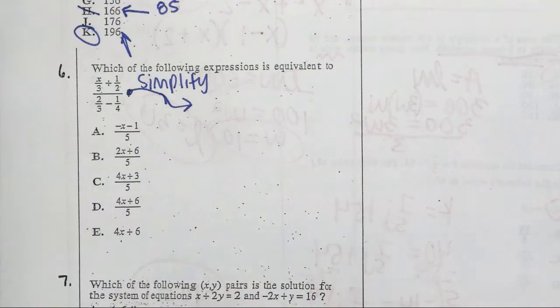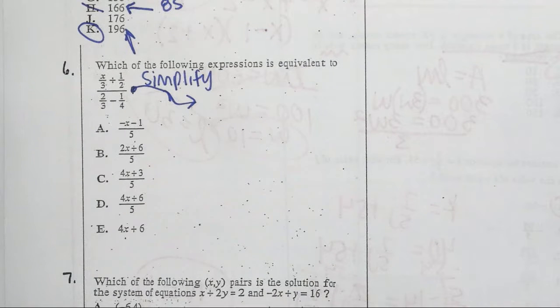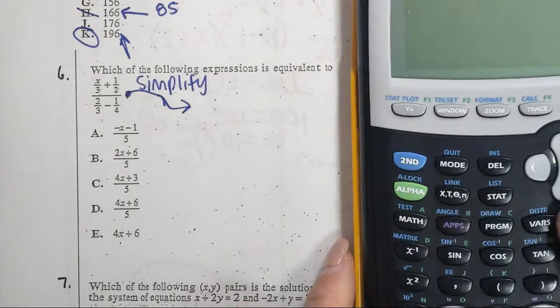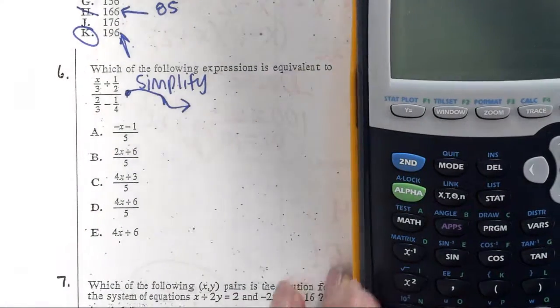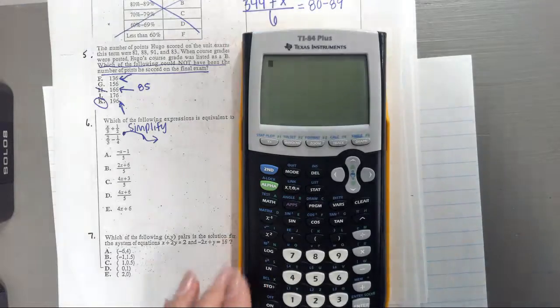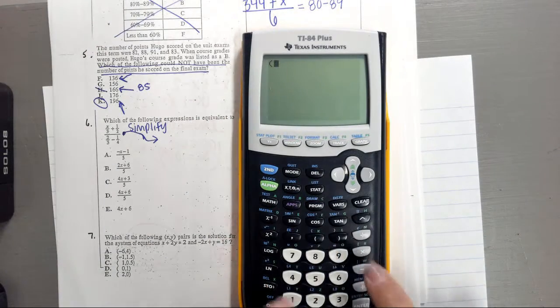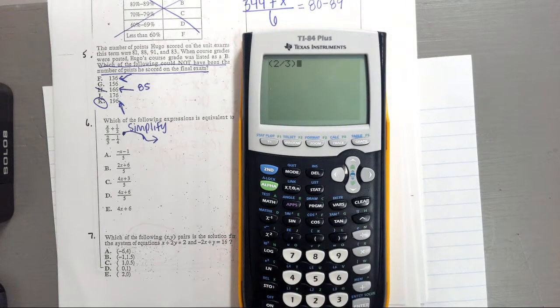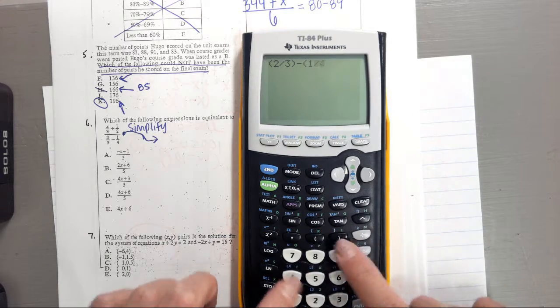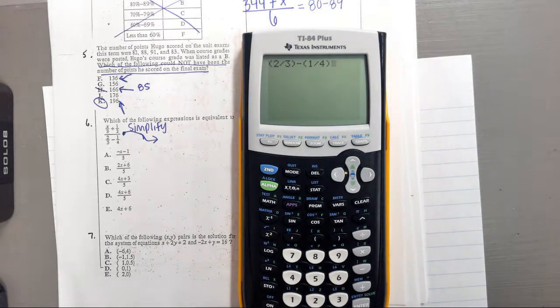Use your handy-dandy calculator. Everybody has a fraction button. Y'all want me to show you where it is? I'm going to borrow yours, Alicia. I don't know how to use it on this. Let me try to zoom out. All you need to type in is in parentheses, make sure it's in parentheses, 2 divided by 3 minus 1 divided by 4. Hit enter.